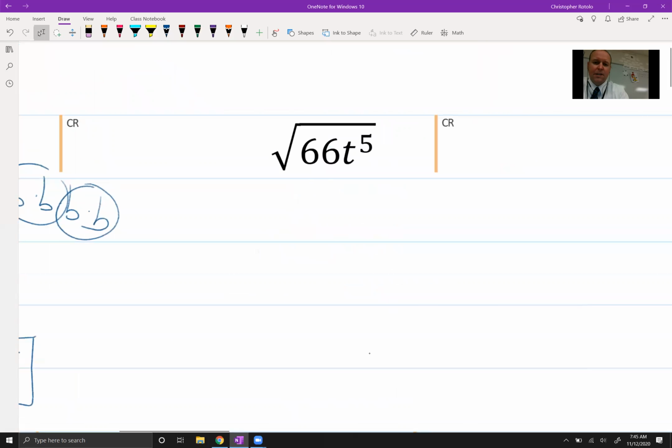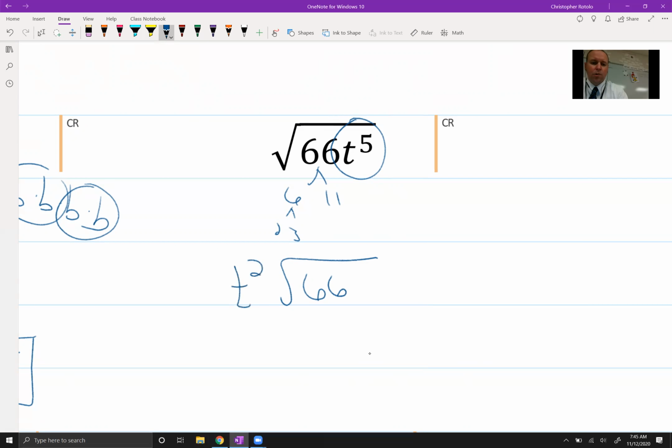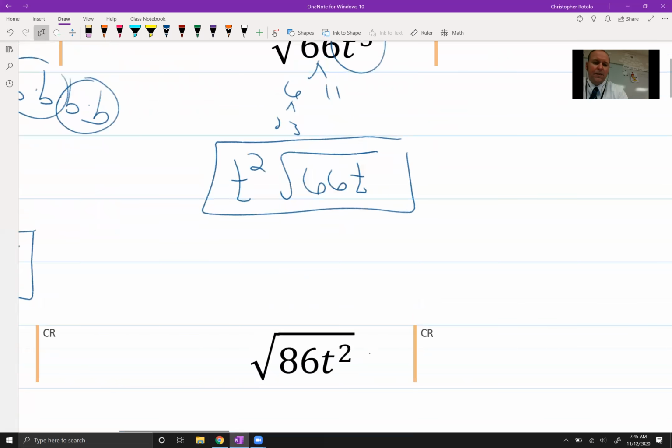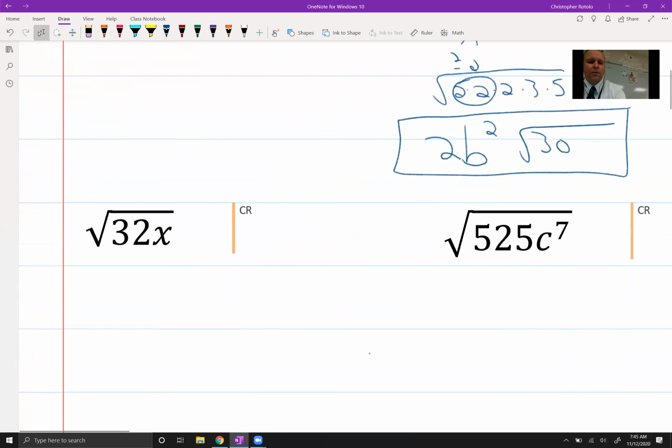All right, what about 66 t to the fifth? Well, that's 6 and 11, and that's 2 and 3. Oh my goodness, look, nothing happens, right? I don't get any pairs out of this. So it's going to stay root 66, but t to the fifth. So if I had 5 t's, how many pairs would I get? You're right. There would be 2 of them, but I'd have 1 left over. So that's what we're going to get for our final simplified answer. All right, let's slide back over so we go somewhat in order.